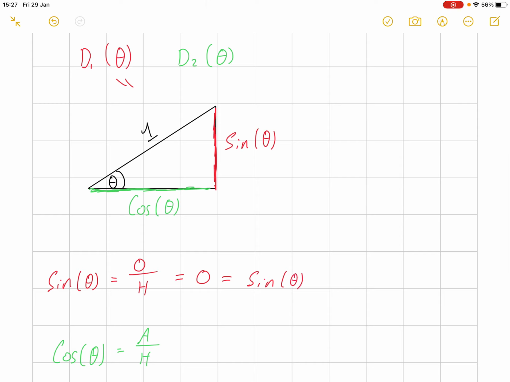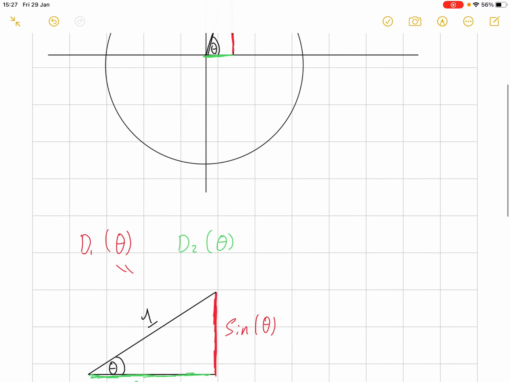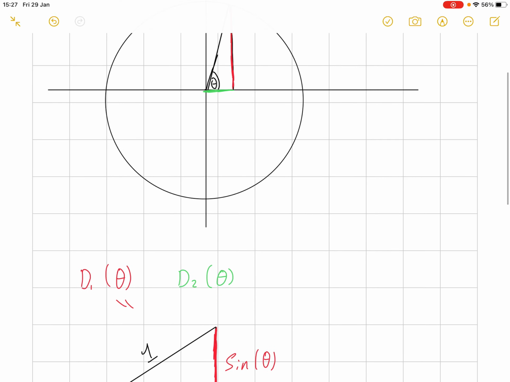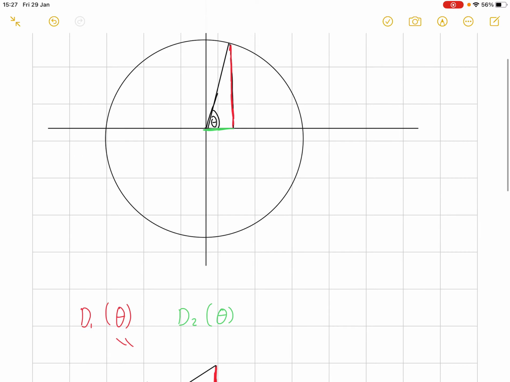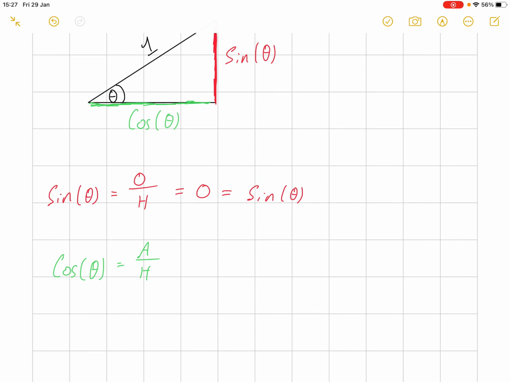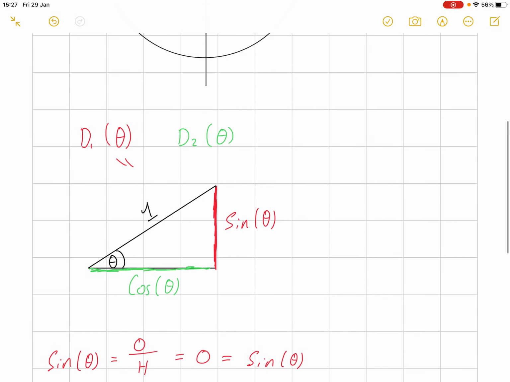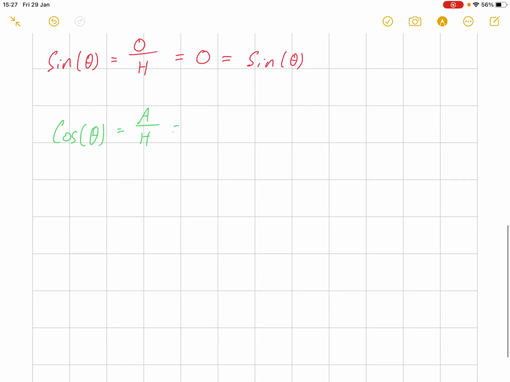Now that might seem a little bit daft to you, but what I've done is just proven that this red length here, when our triangle has a hypotenuse of 1, or in other words, if our triangle is inside this unit circle, is equal to sine of theta. And again, for the cosine of theta, we have just cosine of theta.